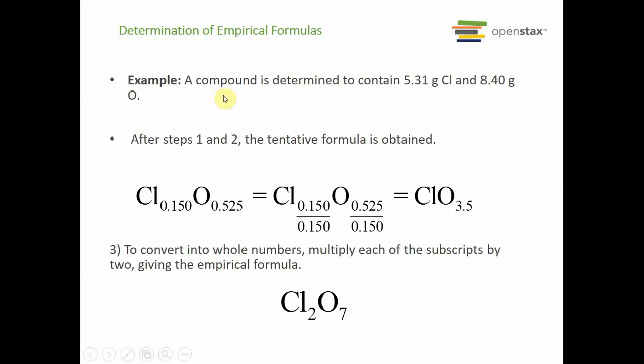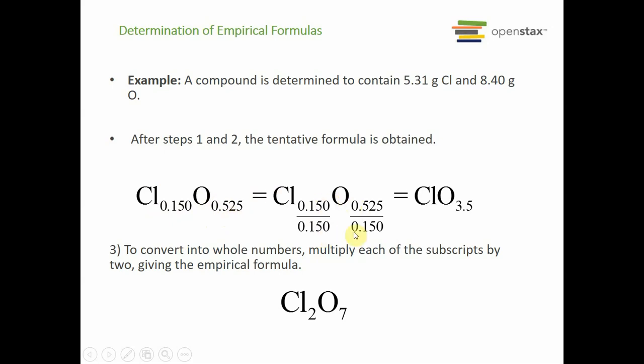So let's continue. A compound is determined to contain 5.31 grams of chlorine and 8.4 grams of oxygen. After steps 1 and 2, that is, dividing by the atomic weights, the tentative formula is obtained of chlorine and oxygen. This is 0.150 and 0.525. And so you choose this because it's the smallest of the subscripts, and you divide them both by that.